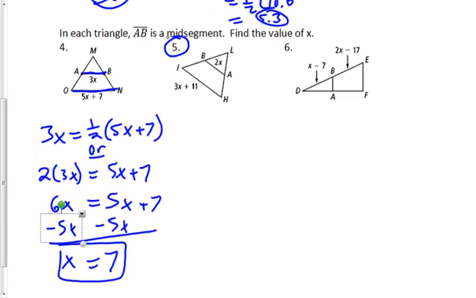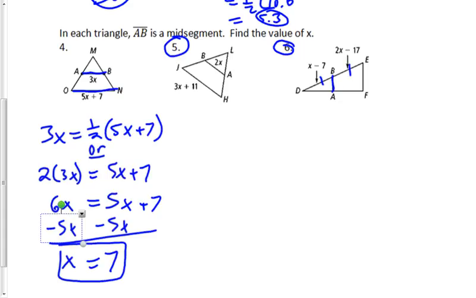Number 5 is going to be very similar to that, so why don't you try that one on your own. When we get to number 6, actually recognizing that AB is the mid-segment, so that these sides would be congruent, we can set them equal to each other and solve for x. I'm going to go through number 5 with you, though.